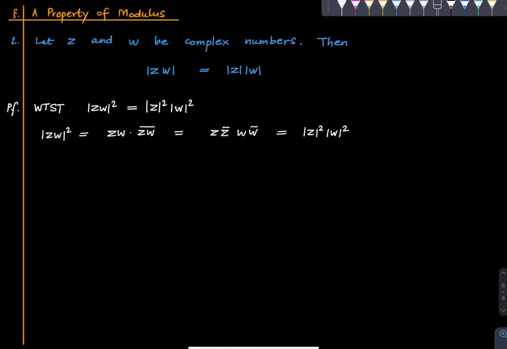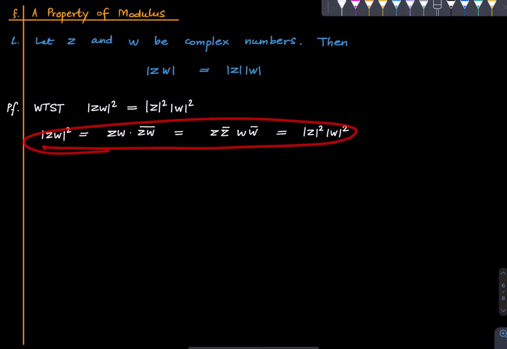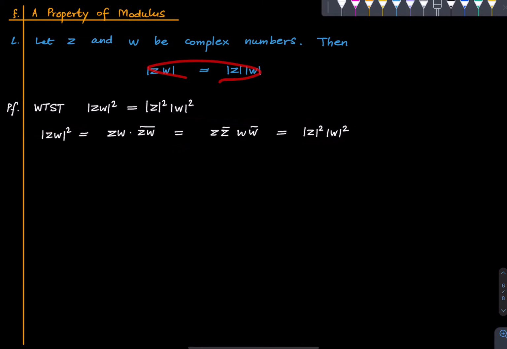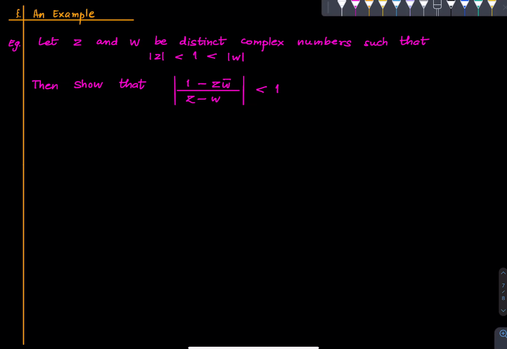Just a one line proof. We did not have to deal with square roots and stupid multiplications. It's a one line neat argument, and it's a very important property, of course. Okay, now let me finish with this example.